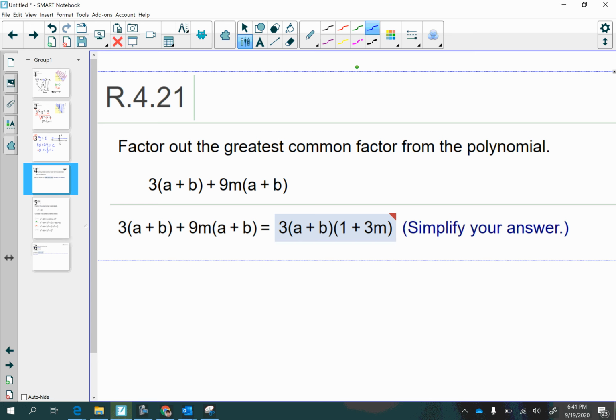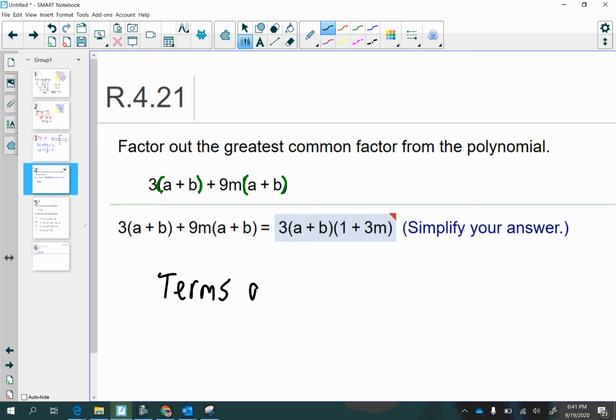All right, so for this question, we are asked to factor out the greatest common factor. And in this one, the greatest common factor might not look like you expect it to. There's a grouping in each of these terms. Okay, so we have two terms.